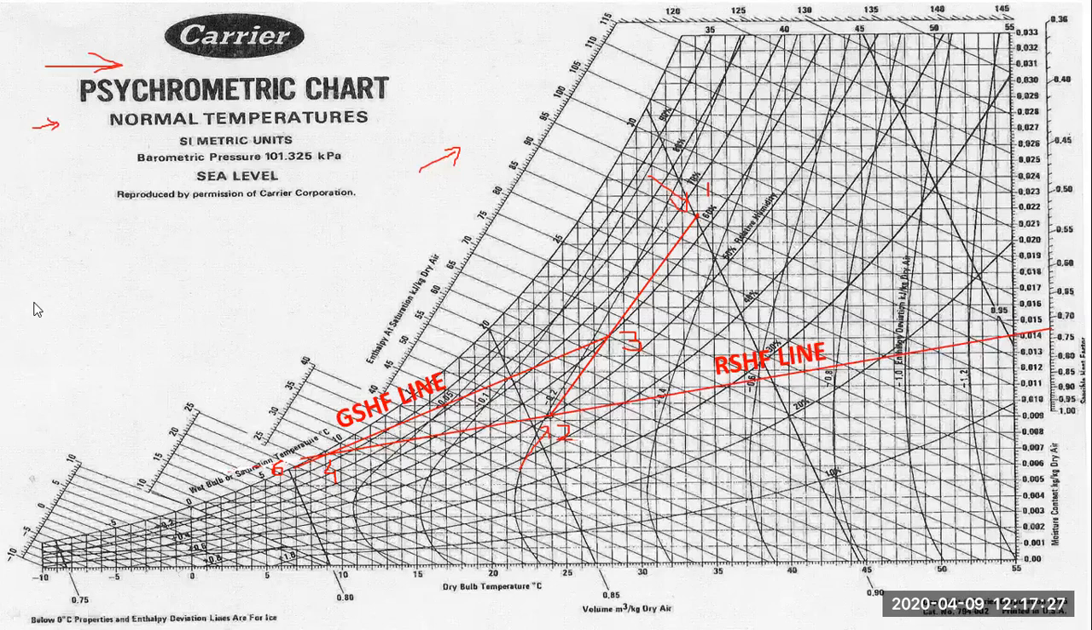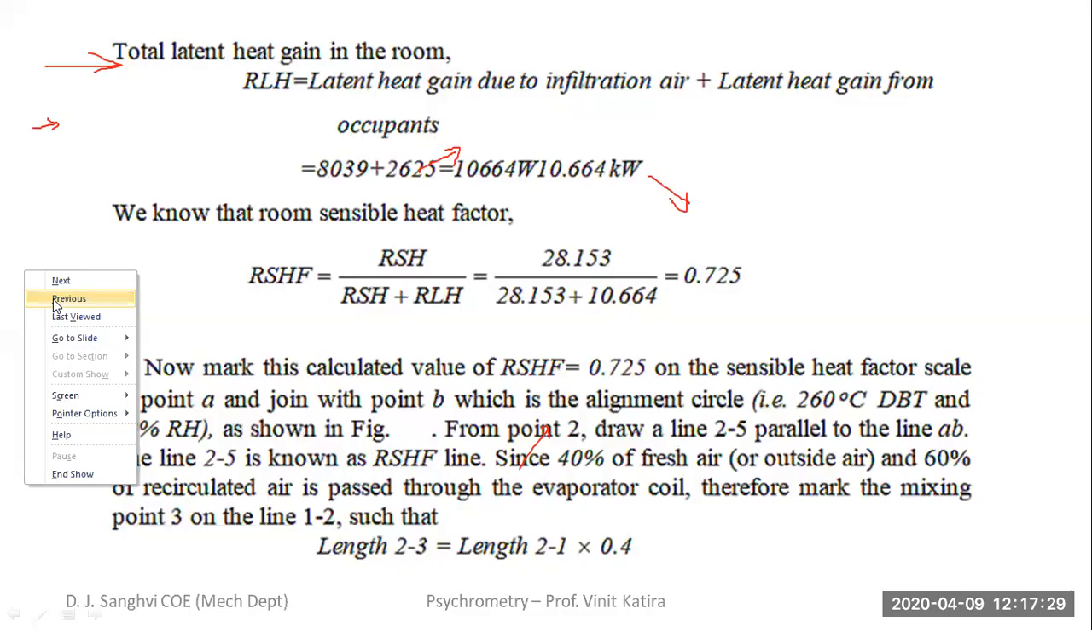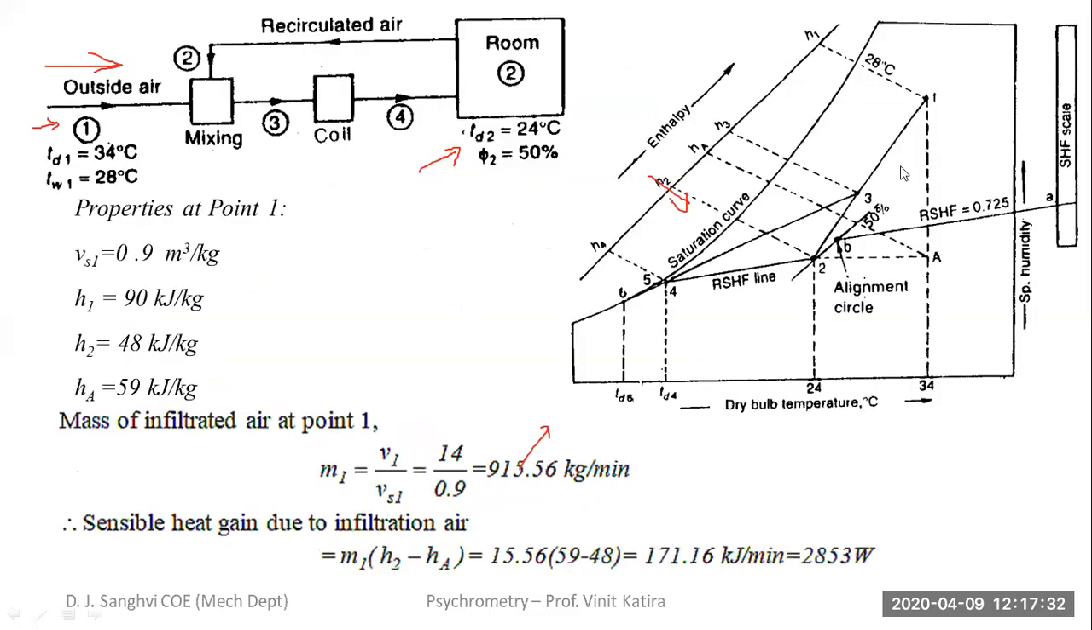So we'll simply join these 2 points, point number one and point number two. Okay, you join these 2 points. And you will tell me the properties at point number one. You will have to tell me the values of H1, H2, and HA, and also the specific volume at point number one. H1 is 89.5. Okay, that's right. We are getting 90. That's okay.